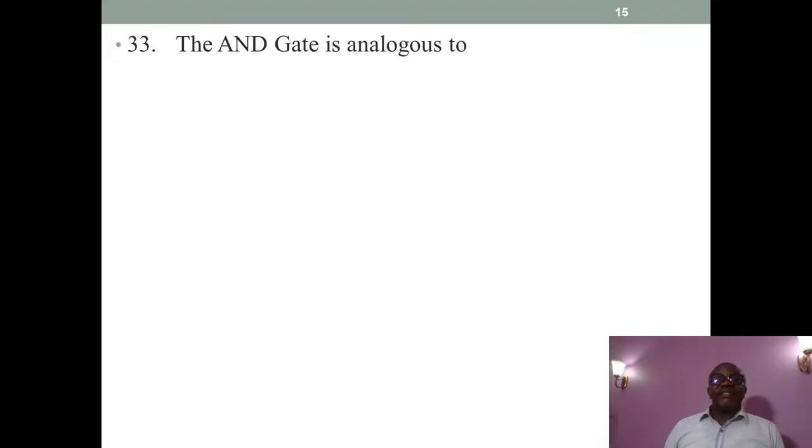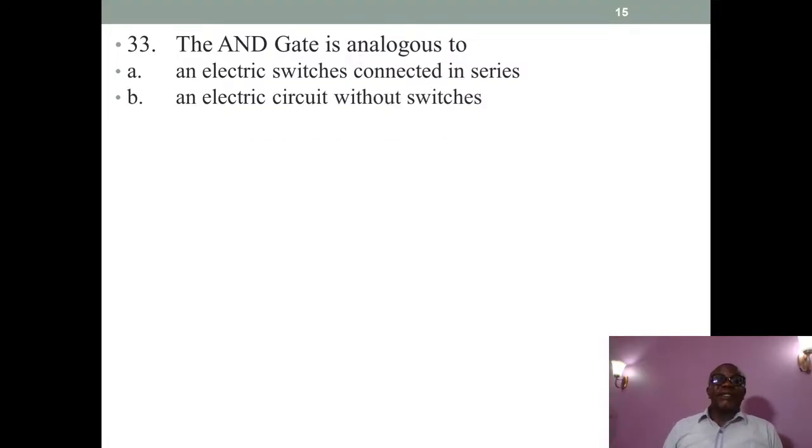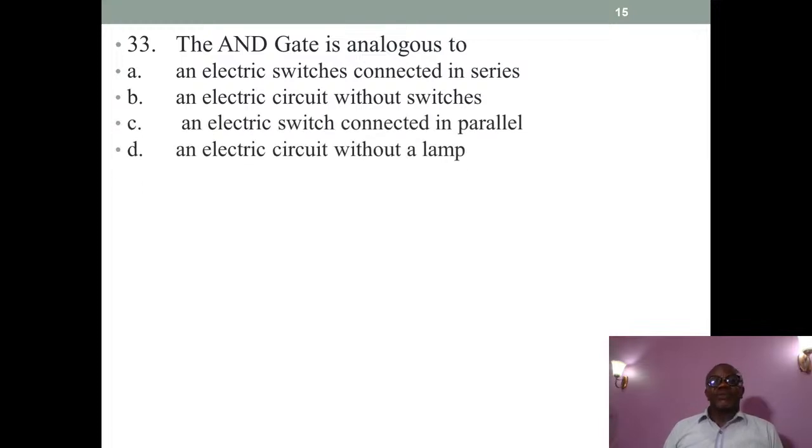The AND gate is analogous to electric switches connected in series. That is true. An electric circuit without switches, electric switches connected in parallel, an electric circuit without a lamp. Of course, it is equivalent to being connected in series. So 2 of them must be closed before you have an output. So answer is A.